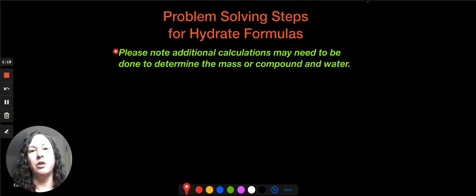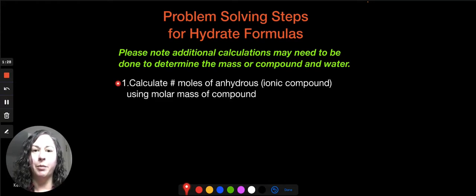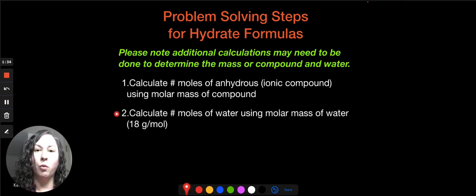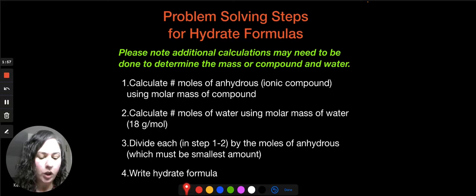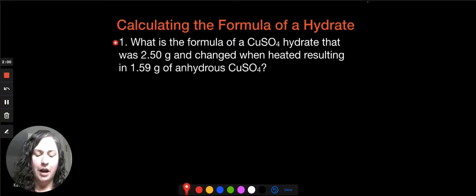And so we have some problem solving steps that we want to utilize. We may need to do some additional calculations in order to get the mass of the compound and the water, so the anhydrous and water. And so once we know those, we can calculate the number of moles of the anhydrous, which is the ionic compound, using its molar mass. We can do the same thing for water using the molar mass of water, which is 18 grams per mole. And then finally we're going to divide each one of those, for 1 and 2, by the smallest number of moles, just like we do in empirical formulas. Now, the smallest number of moles is going to be the anhydrous. Okay, so there's going to be at least one, if not more than one, water molecules. And then we're going to write that formula. So let's take a look at an example of this and actually do a calculation.